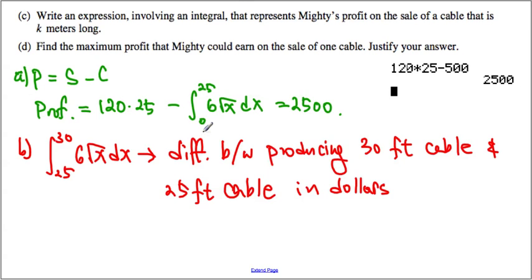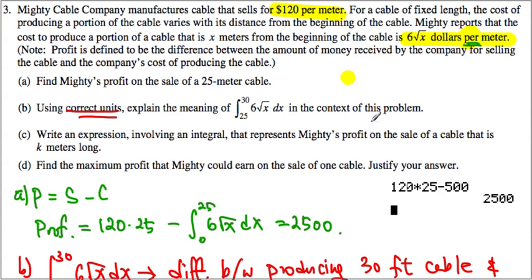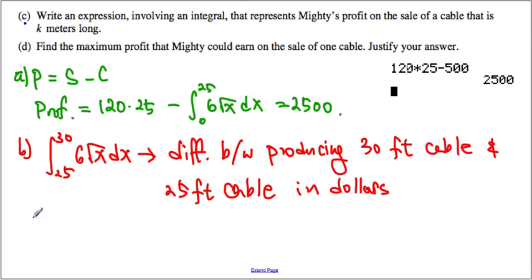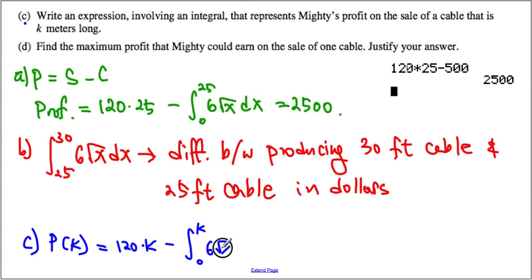All right. Number C. Here, write an expression involving an integral that represents the profit, which was represented in part A, on the sales of cable that is k meters long. So for part C, what if I were to write it? P of k, profit based upon k, will be equal to 120 times k minus the integral from 0 through k of 6 square root of x dx. That becomes our expression.